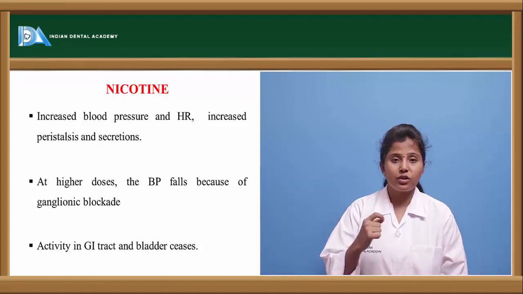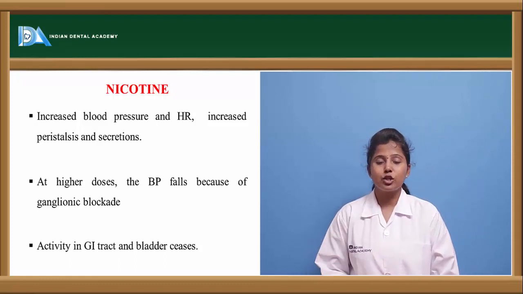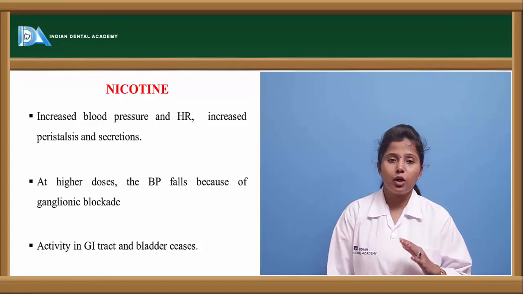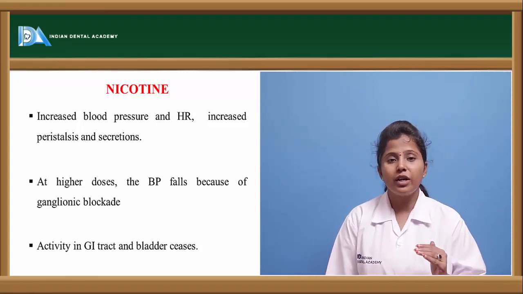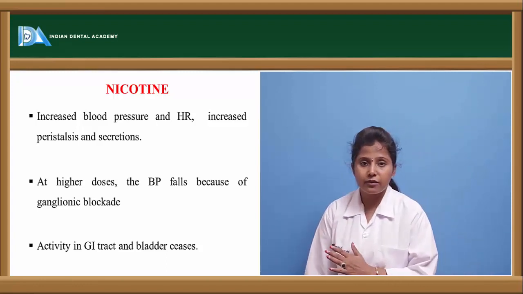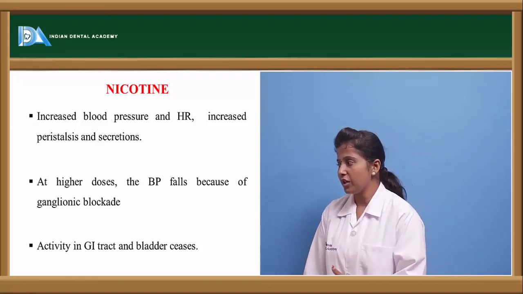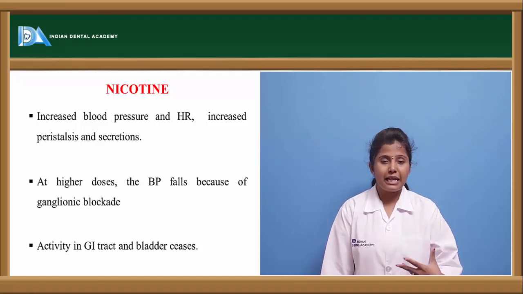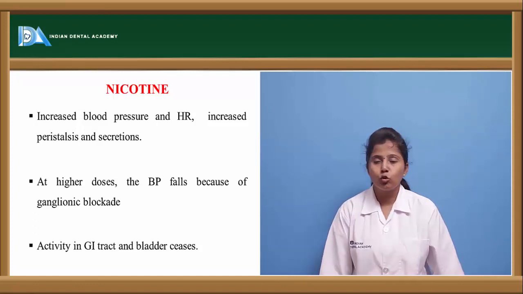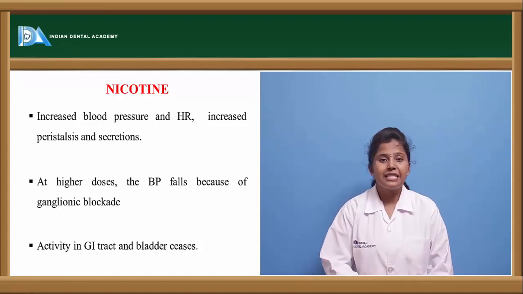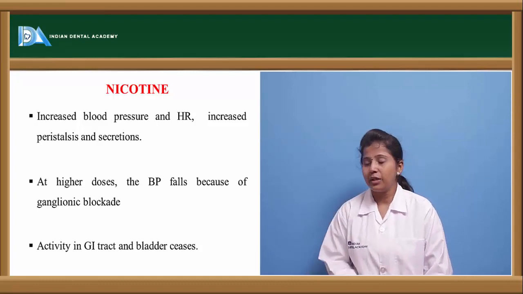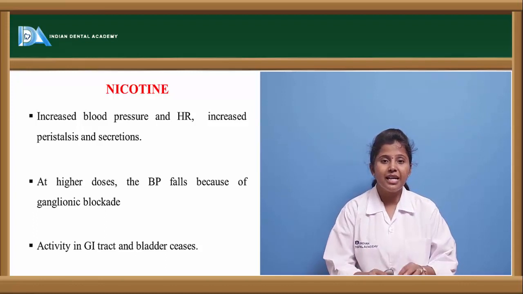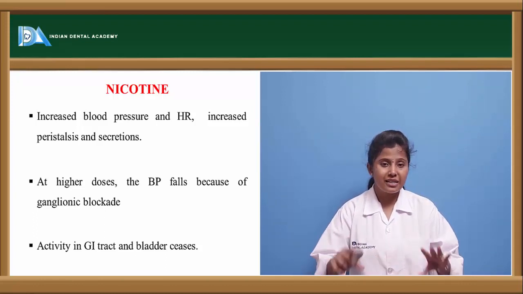At higher doses, if the dose exceeds the normal, it causes decreased blood pressure because of the ganglionic blockade. If the ganglionic blockade takes place for a longer period of time, then there occurs decreased blood pressure. Because of the excessive ganglionic blockade, it may also lead to decreased secretion or decreased activity of the GI tract, so the effect on the GI tract is reduced.